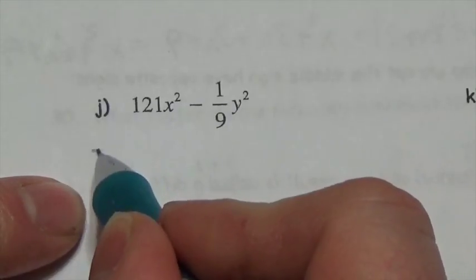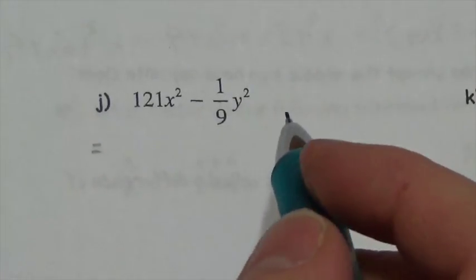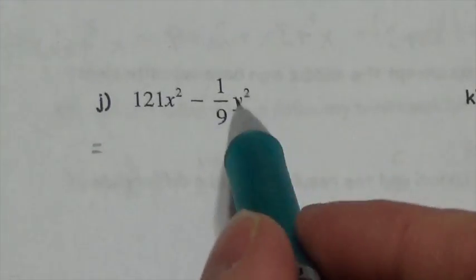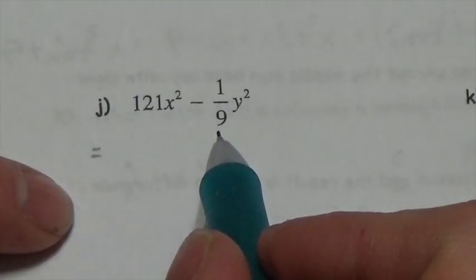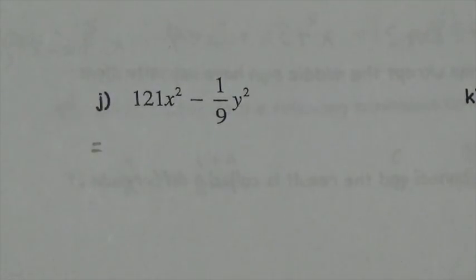What I would do with this one first, and this might seem a little goofy, is this fraction in here. I mean, I can factor around this. I totally could. But this fraction makes things a little bit more awkward to work with. So I'm going to get rid of it by dividing out that 1/9.